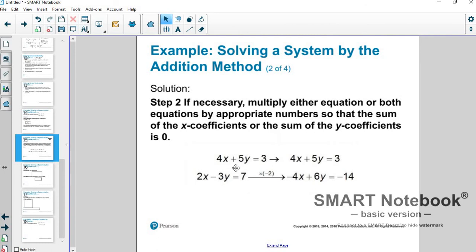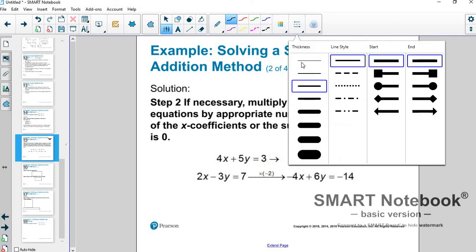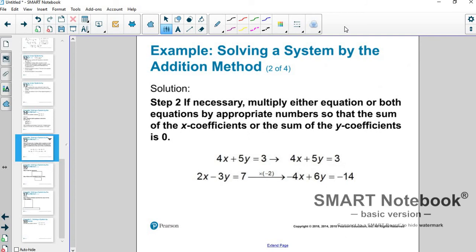We're going to take the 4x plus 5y equals 3. We're going to leave it alone. And then we're going to take the 2x minus 3y equals 7. We're going to multiply by negative 2 on both sides, distribute. This is where students make mistakes, all right? That negative 2 is being multiplied on both sides, which means every single term on each side gets multiplied by negative 2. So you get a negative 4x, a negative times a negative is a plus 6y, and then a negative 14.